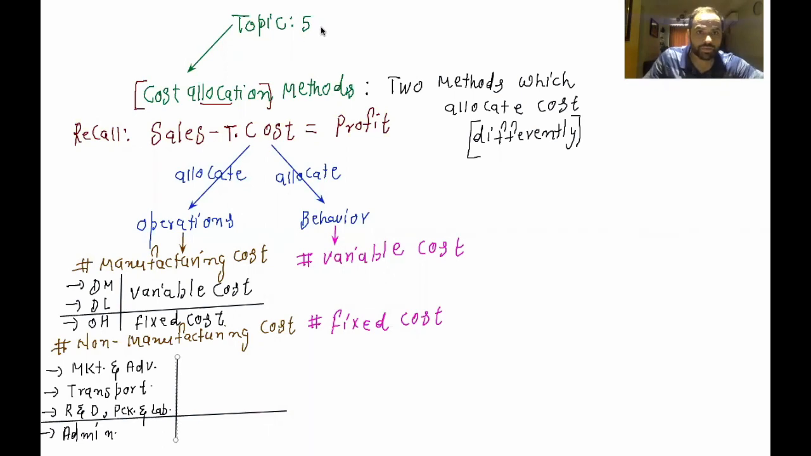So these are variable cost, right? And office staff, depreciation, rent for office, insurance for office, all these kinds of cost are your fixed cost, right?